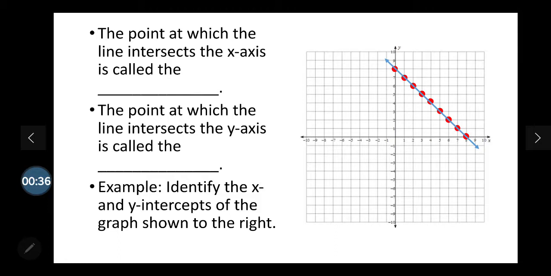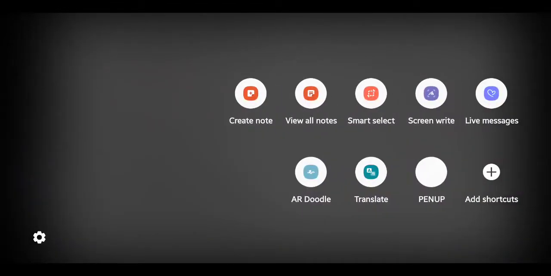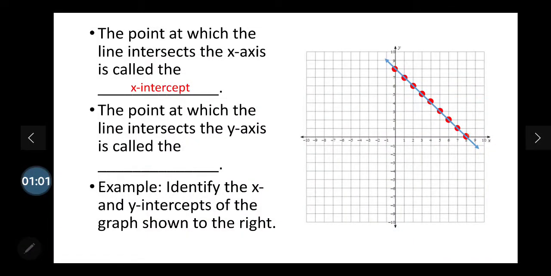The first statement says, the point at which the line intersects the x-axis is called the x-intercept. That is where the line crosses the x-axis. It's called the x-intercept. So, for example, this right here would be my x-intercept because it is where it crosses the x-axis.